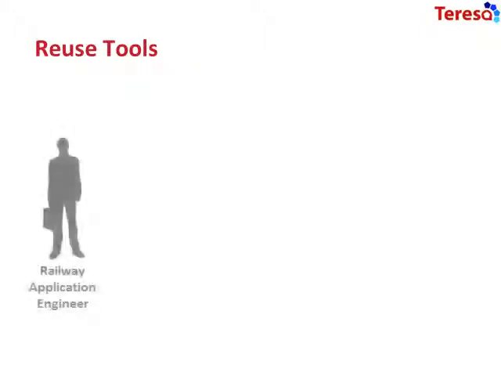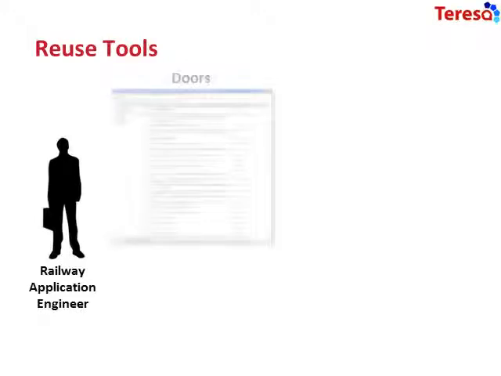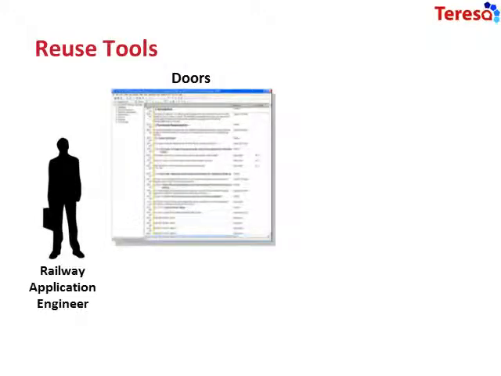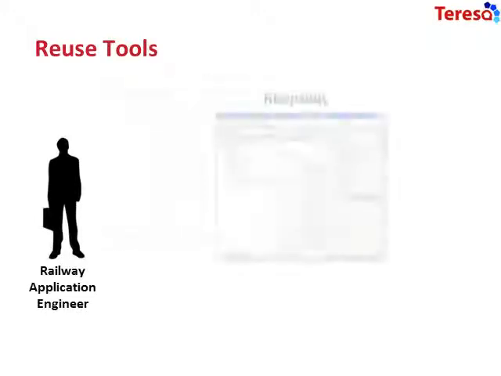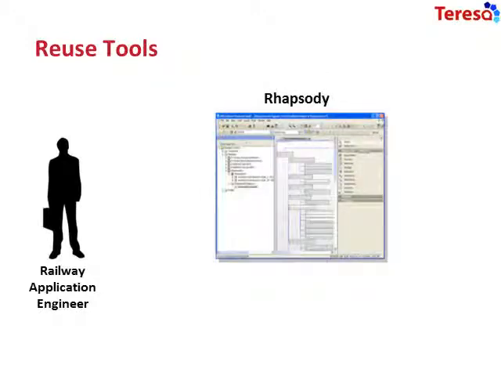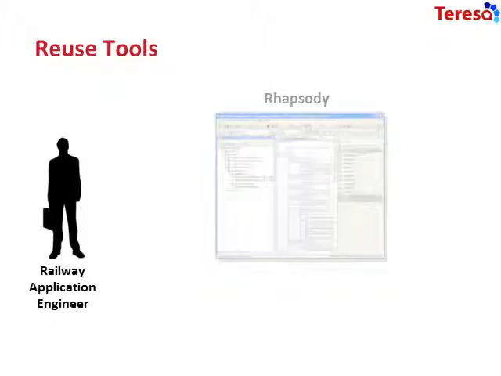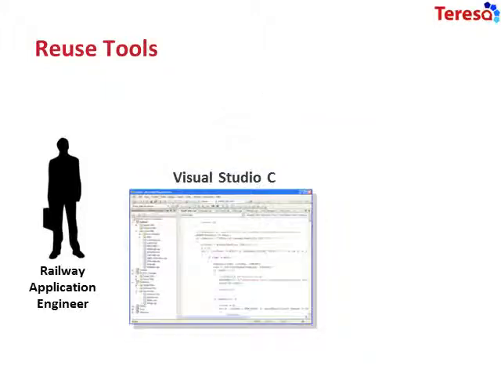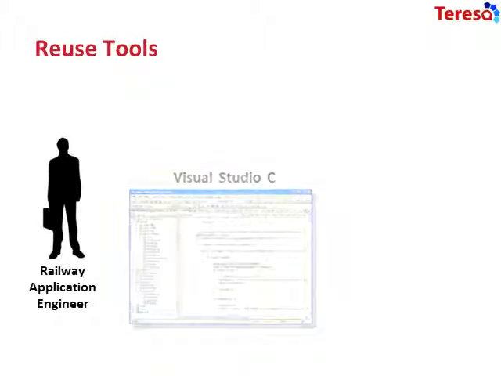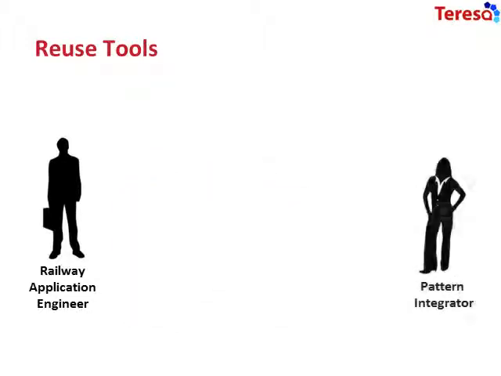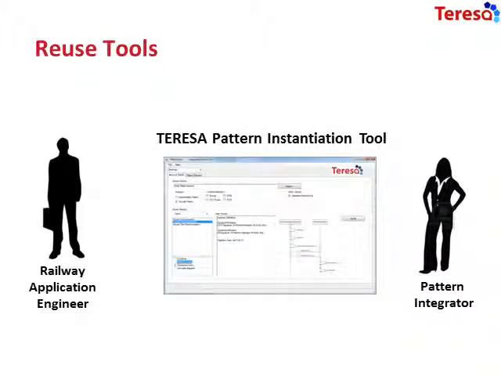The railway application engineer developing the application at Company A uses the following tools. DOORS, which is a widely used tool to express requirements. Rhapsody, which is a widely used tool developed by IBM to allow for model-driven engineering. It supports the SysML and UML languages. And the Visual Studio C development environment. In addition, the pattern integrator uses the pattern instantiation tools specifically built for the company.